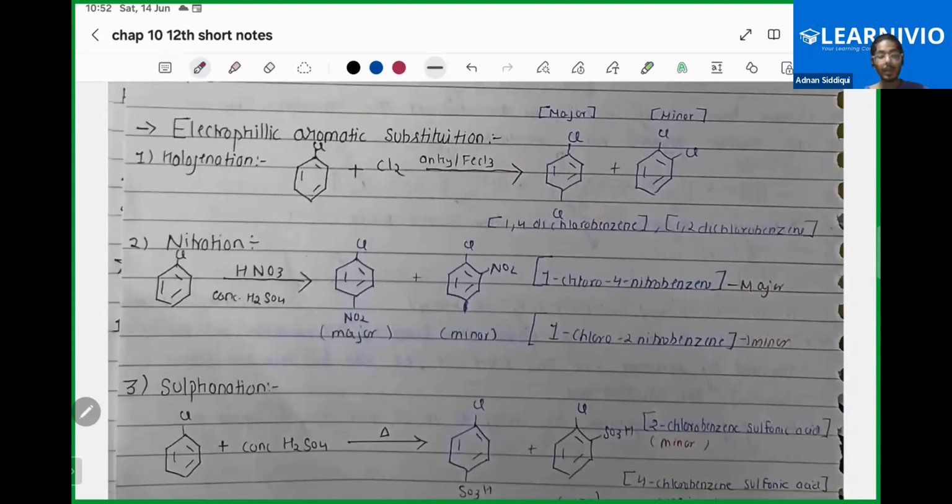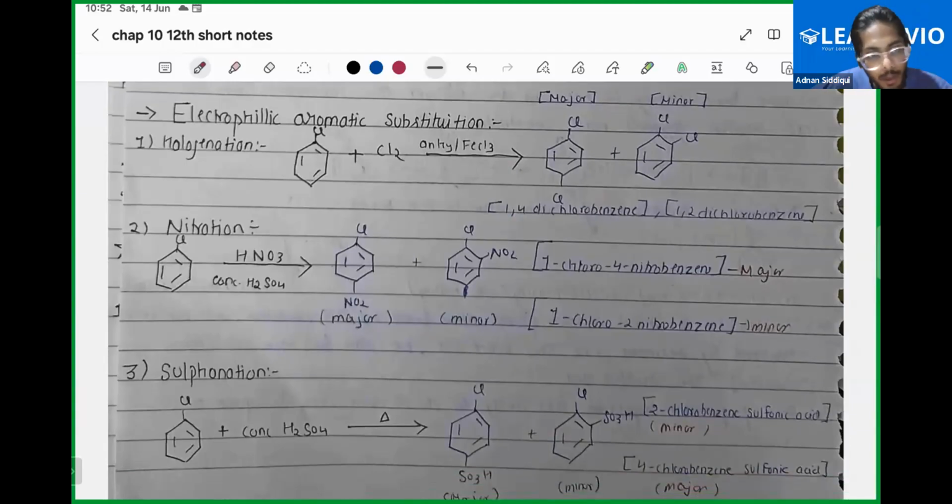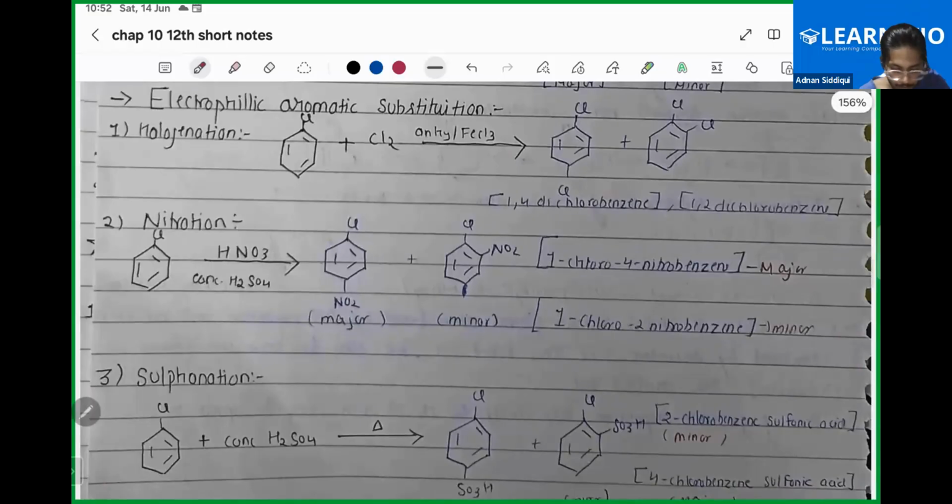The second is nitration, very important. What is happening here is that HNO3 and H2SO4 react with each other and give us NO2 positive. This NO2 positive is the actual electrophile. We have added HNO3 and concentrated H2SO4 in order to produce this reagent. This is the actual electrophile which is attacking. And where will this attack? At the ortho position and para position. Nitration means addition of NO2. Is this clear?